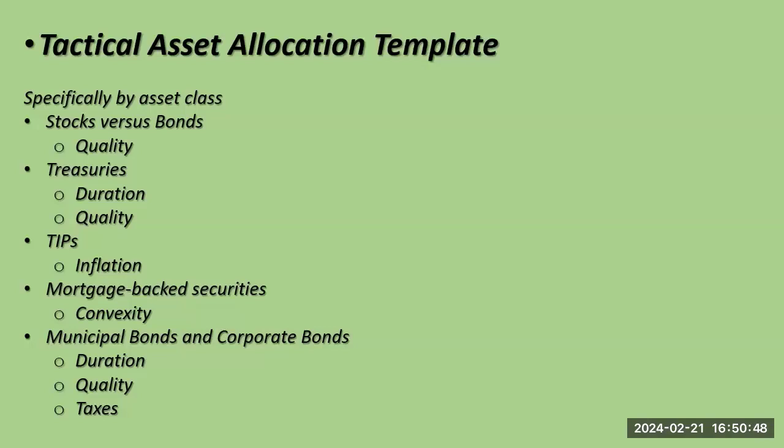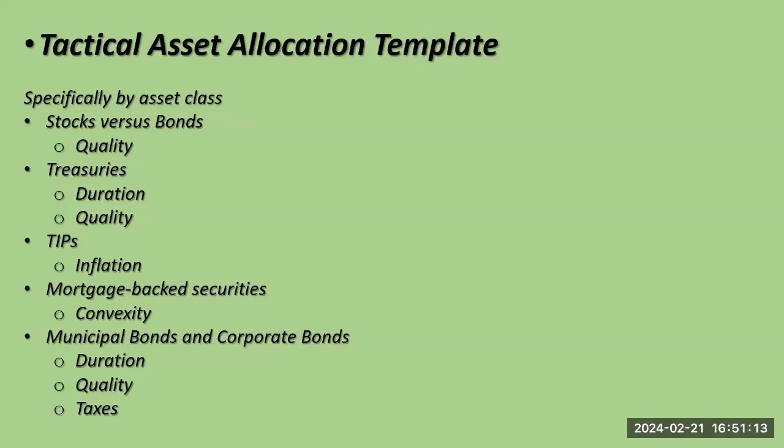So duration is going to be the same. I'm not going to give you high-quality municipals and low-quality corporates. They're going to be the same quality. The only difference is going to be on the tax. So municipal bonds, corporate bonds, they have a duration. If they're short-term, that might be good if rates are rising. They're going to have a quality. If they're high quality, you're expecting a recession, that can be good. And then you have to talk about the tax fee. So there's three things there.